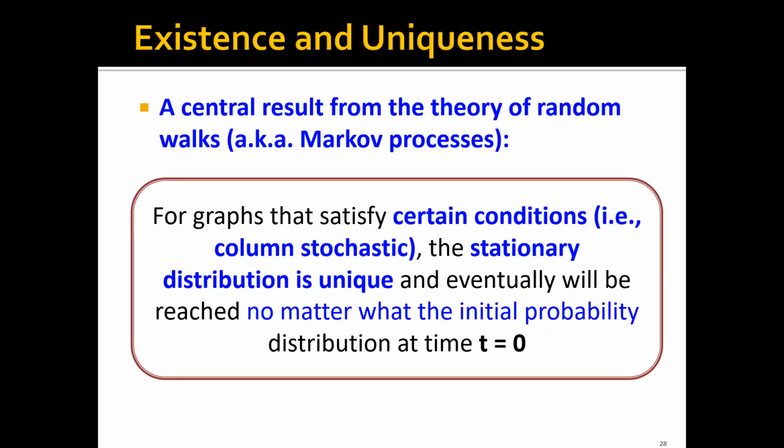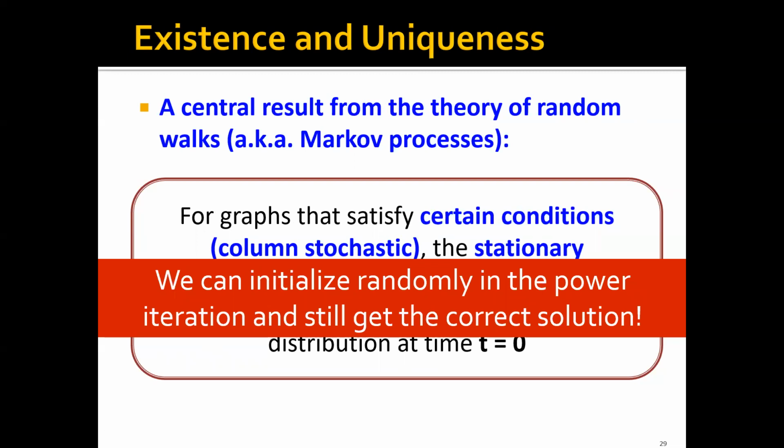And one interesting thing is that we actually have a lot of theory on the random walk. One central result from the theory of random walks or Markov processes is that for graphs that satisfy certain conditions, which is the column stochastic condition that we mentioned before, the stationary distribution is unique and can eventually be reached no matter what the initial probability distribution at time t equals zero is. So basically what this says is that we can initialize randomly in the power iteration and we can still get the correct solution.